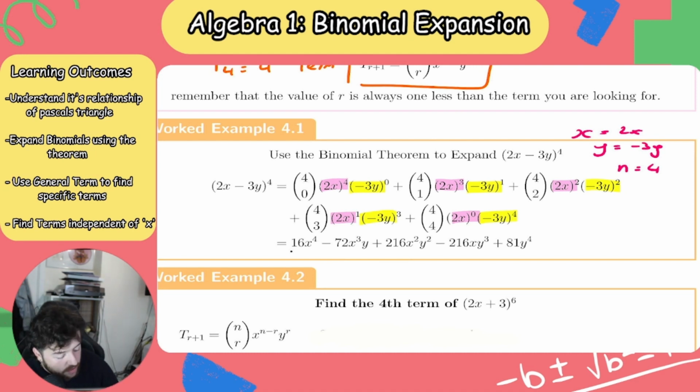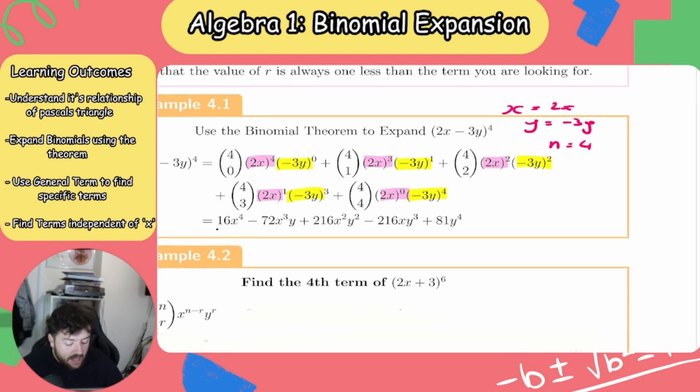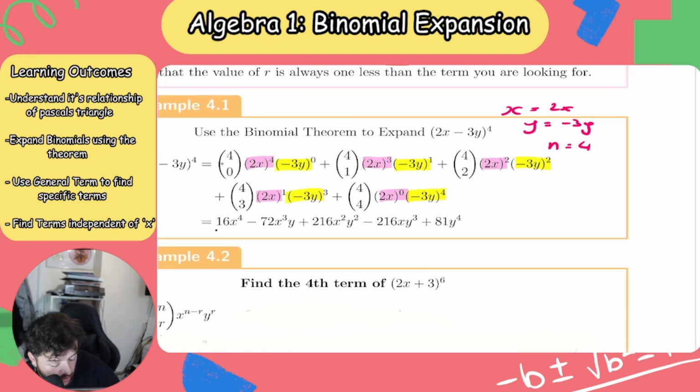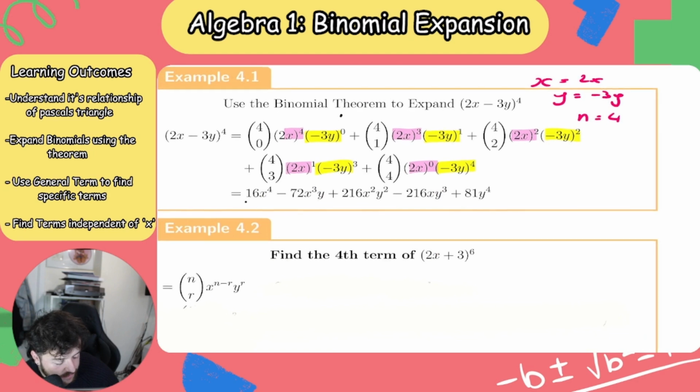And then when you put this in your calculator, you wouldn't put it in all on its own like this. What you usually do is expand it out. So 4 choose 0, you put that stuff in your calculator. (2x) to the power of 4. Now you can't put x's in your calculator, so you just have to do it in your head. 2 to the power of 4 is 16, so 16x to the power of 4, and then you multiply all of that out.